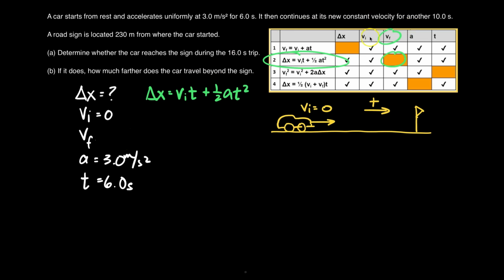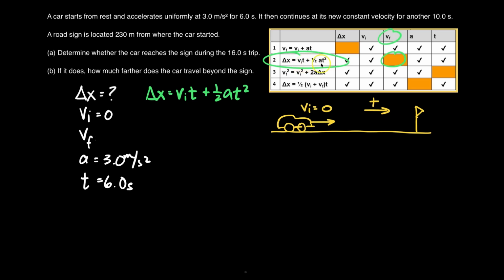So we're going to go to our chart. You find vf, you go down, you find the box that's shaded, which just means that this equation right here does not have vf. Okay, so all these equations have 4 variables, and each is missing one of the variables that you see on this chart.